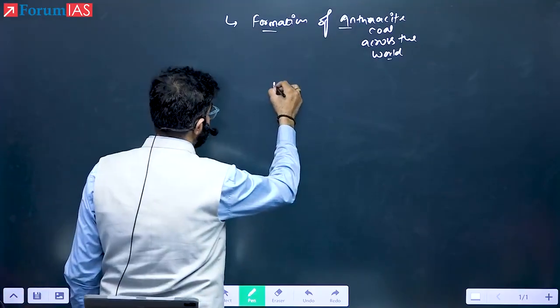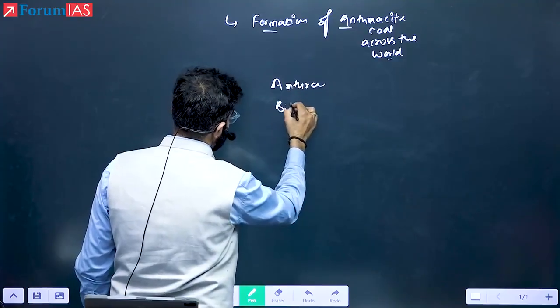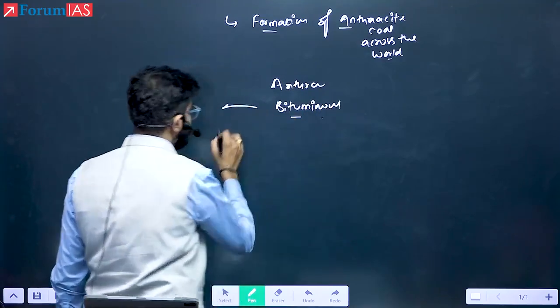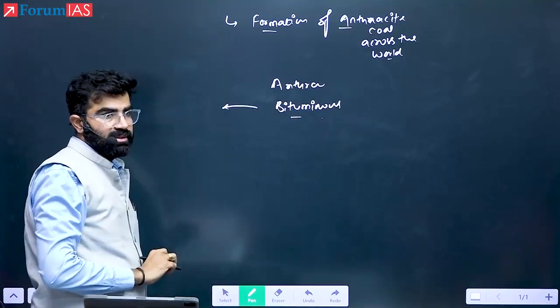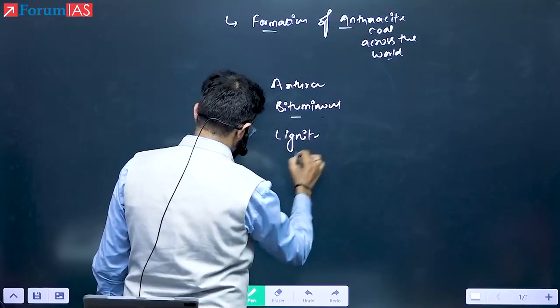So see here, this is anthracite. Then we have bituminous. India's coal is mostly of which category? Yes, India's more than 98% of the coal belongs to bituminous category. Third is lignite and fourth is peat.